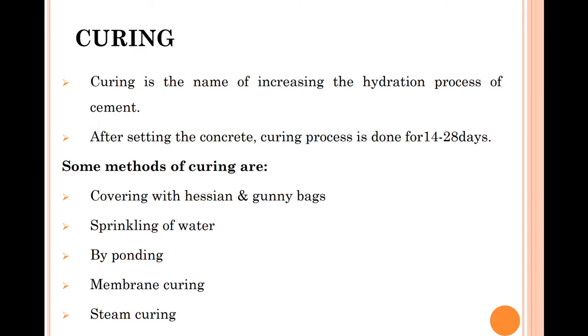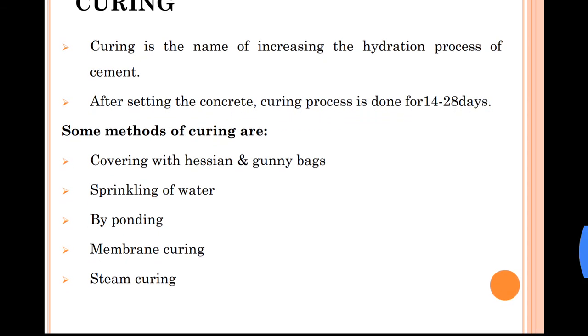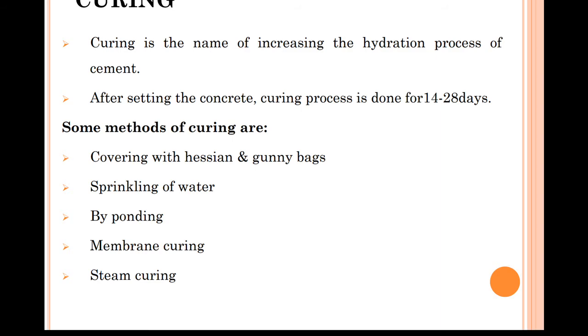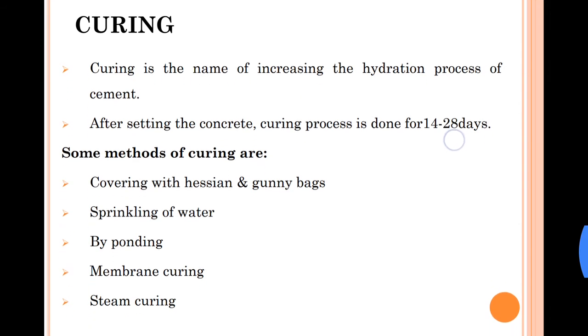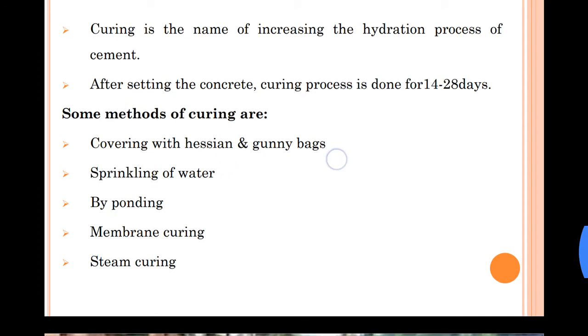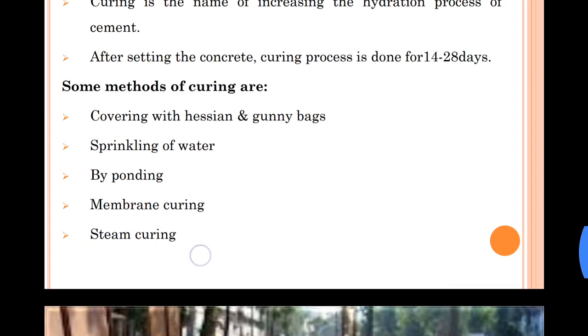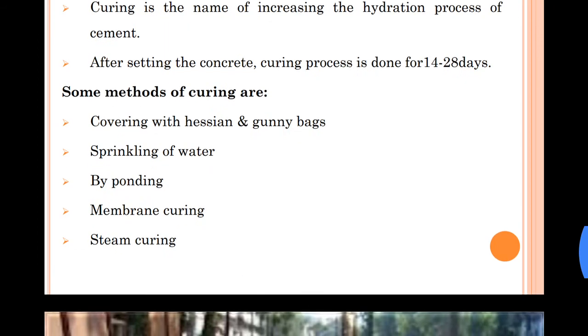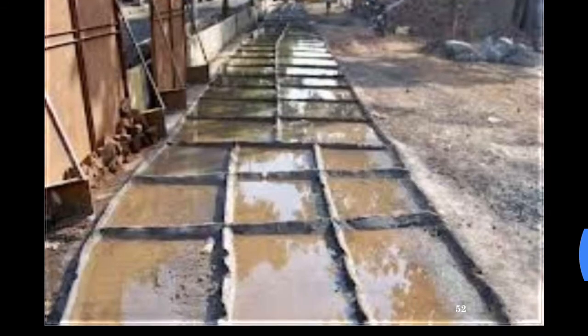Then since this is concrete, we need curing time. Curing is the name of increasing the hydration process of the cement. After setting the concrete, the curing process is done for 14 to 28 days. So we open the road for traffic only after 28 days. Some methods of curing are covering with hessian or gunny bags, sprinkling of water, ponding, membrane curing, or steam curing. These are different types of curing techniques that we can use. This here is a method of ponding.